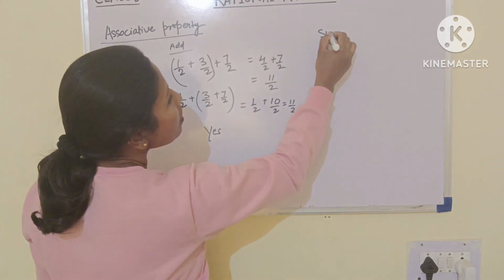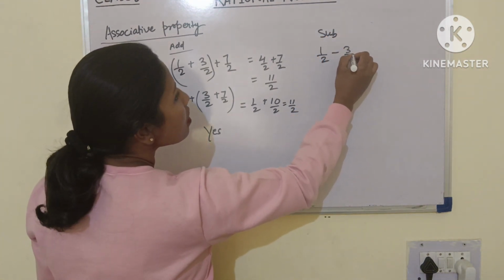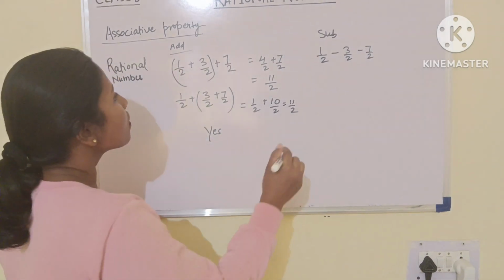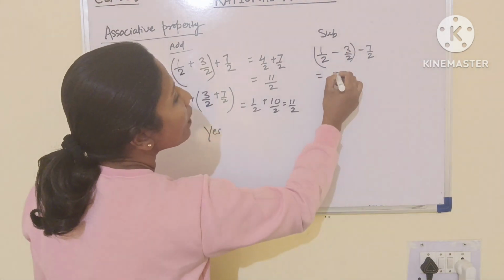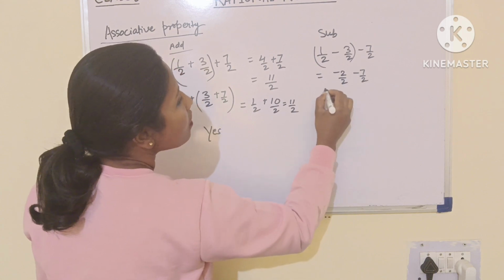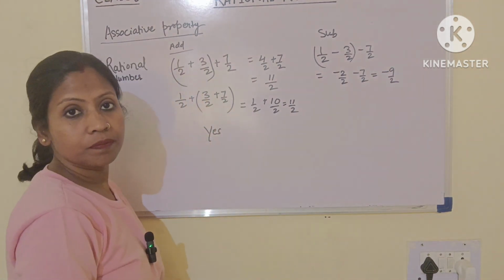Let's talk about subtraction. So 1 by 2 minus 3 by 2 minus 7 by 2. Okay. So I am grouping first here. So it will give a minus 2 by 2. Minus 2 by 2 minus 7 by 2. Okay. So this will give us minus 9 by 2. Correct?